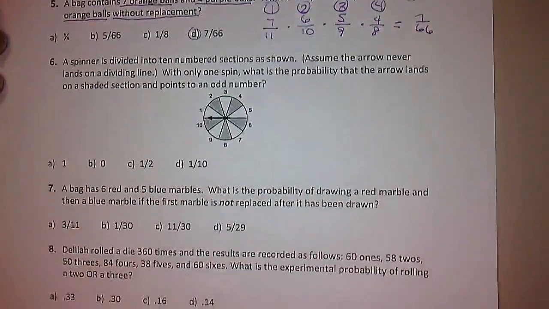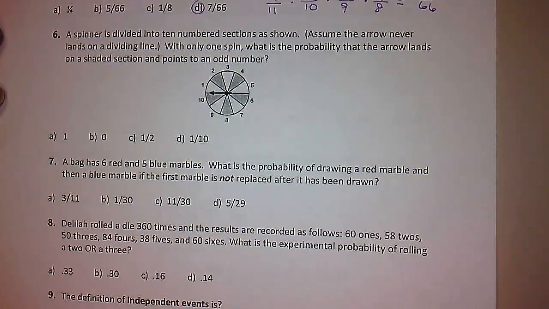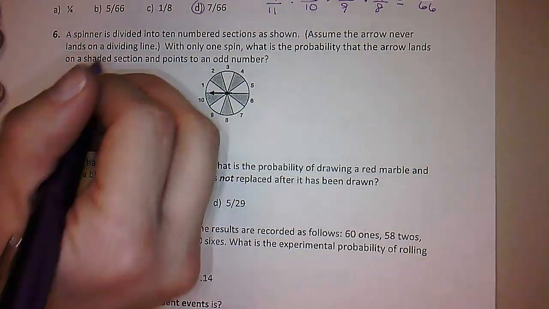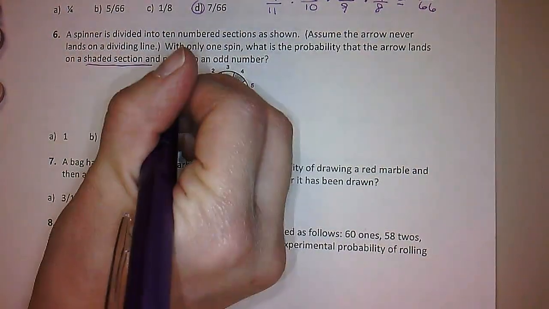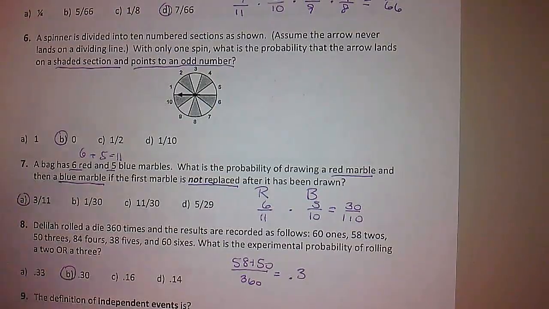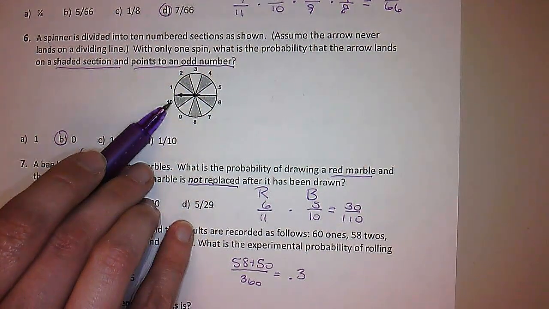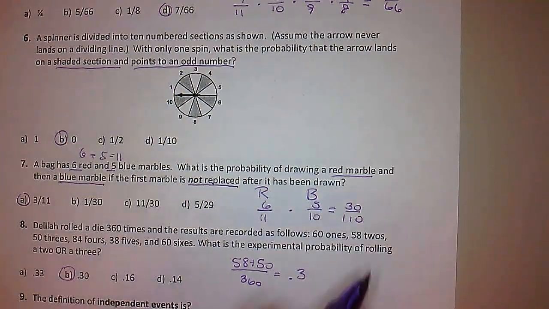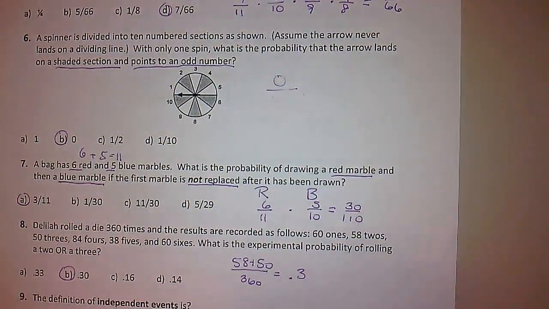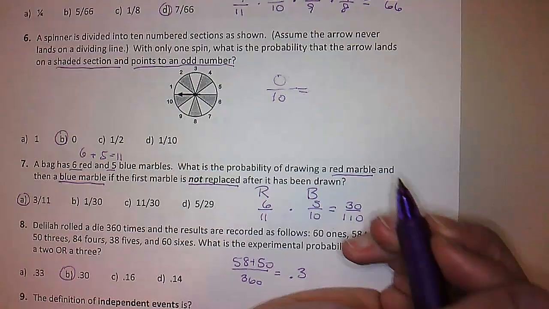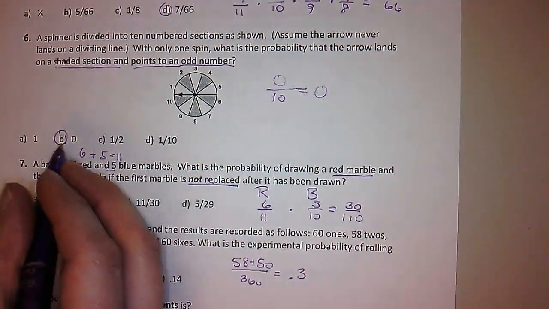Let's go to number 6. A spinner is divided into 10 numbered sections as shown. Assume the arrow never lands on a dividing line. So we're not talking about it landing on a dividing line. With only one spin, what is the probability that the arrow lands on a shaded section and points to an odd number? So this is shaded and even, shaded and even, shaded and even, shaded and even, shaded and even. So there are no shaded odd sections. That's 0 out of 10 total sections. And 0 divided by 10 is 0.